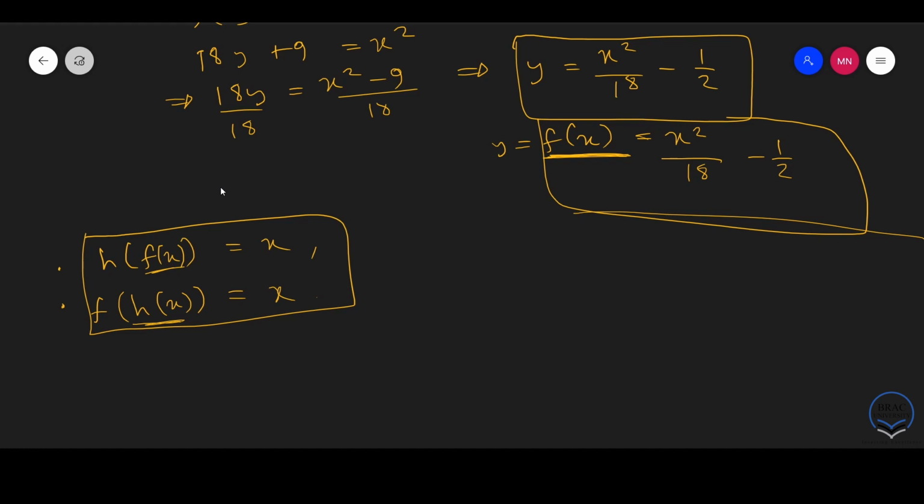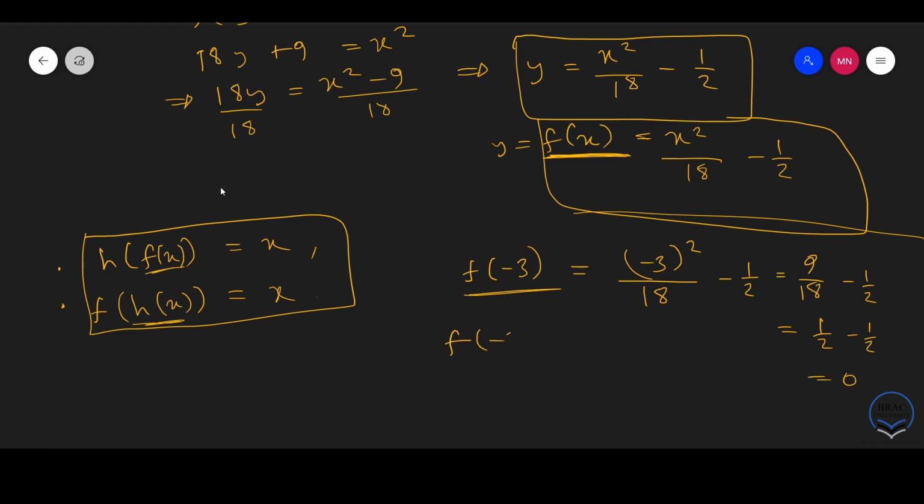Let's say we try and find the value f of minus 3. So when x is equal to minus 3, we have minus 3 squared over 18 minus half. So this is 9 by 18, which is also half, minus half. This is just half minus half, and this is just 0. So f of minus 3 is equal to 0, right?